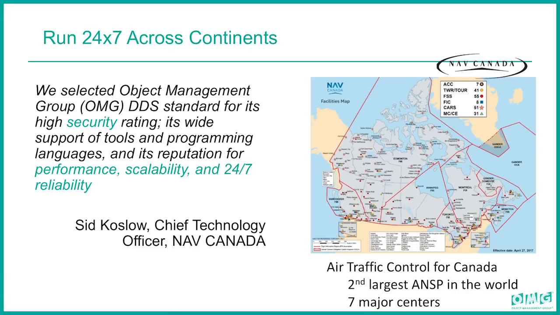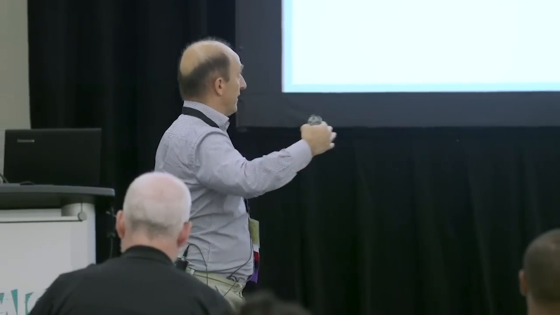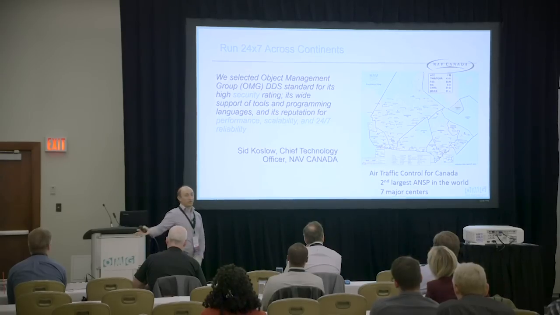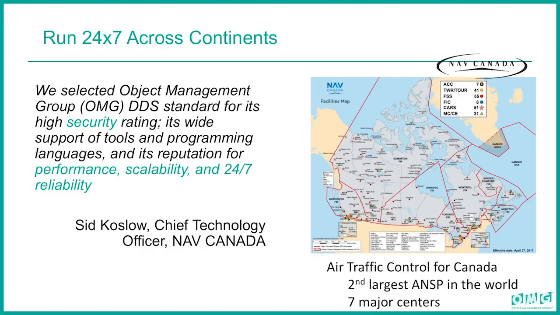It turns out that the Canadian control system is the second largest in the world in terms of airspace coverage. I think it's only second to Russia. And they cover not just Canada, but also all the North Atlantic routes. So if you're flying from Europe to the US, you are going through the Canadian Air Traffic Control System while you are in flight over the North Atlantic.